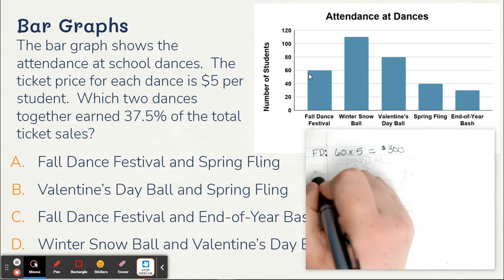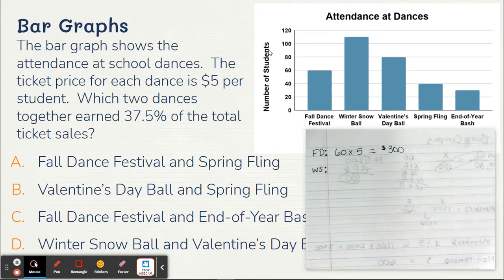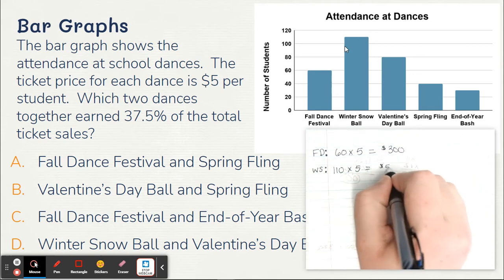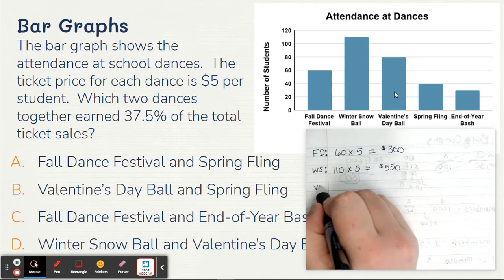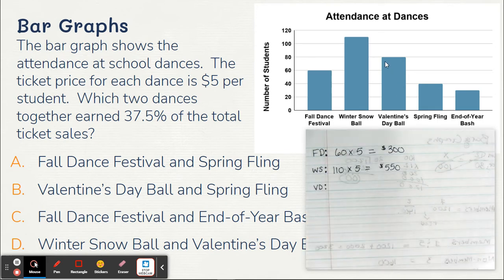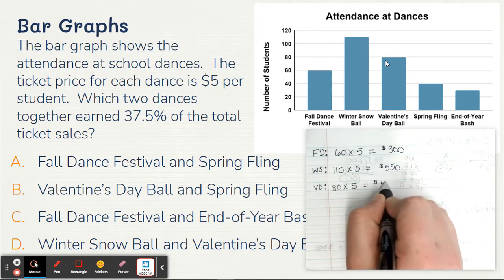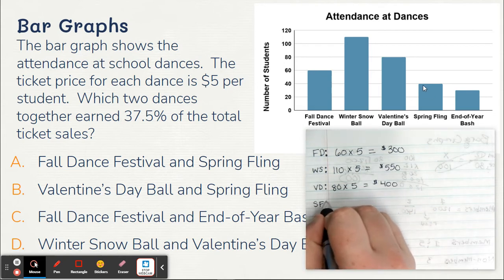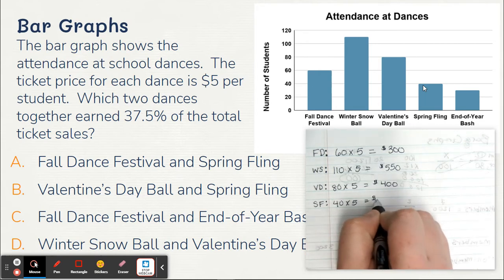And then my winter snowball, I'm going to put WS. They sold, let's see, halfway in between 100 and 120, which is 110. 110 times 5 is $550. And then my Valentine's Day ball, VD, was 80. So 80 times 5 is 400. And then my spring fling, SF, was right there at 40. So 40 times 5 is $200.